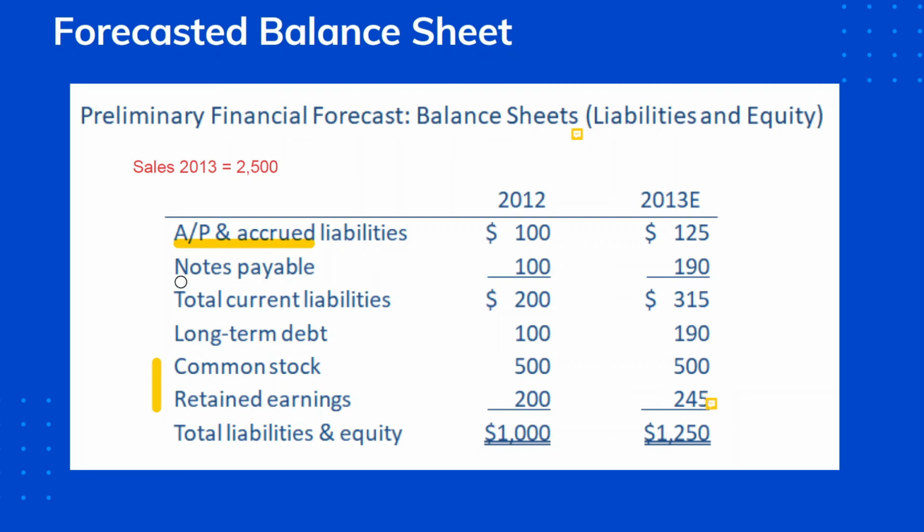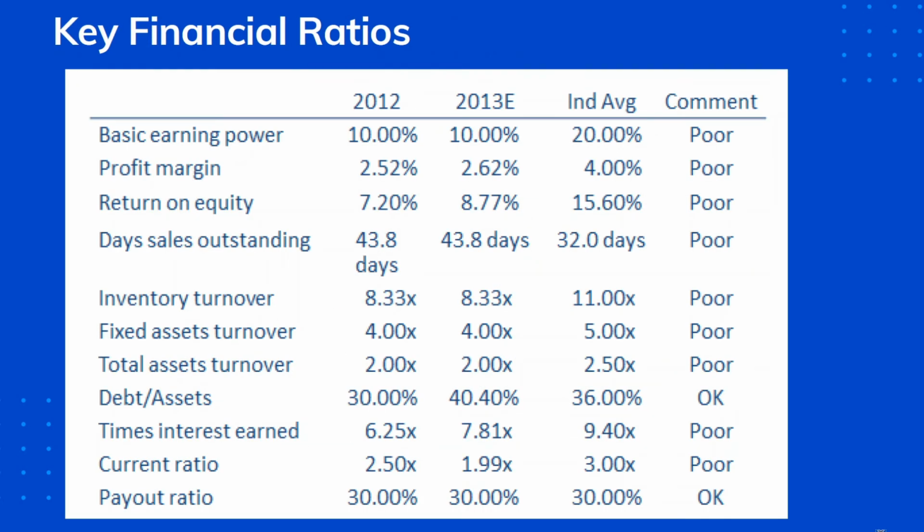What is left is our short-term borrowing and long-term borrowing. In these examples, we assume that the additional funds needed will be financed by borrowing, short-term and long-term. Then we complete the whole liabilities and equity side of the balance sheet. After we get a forecasted income statement and balance sheet, we can calculate key financial ratios in 2013.